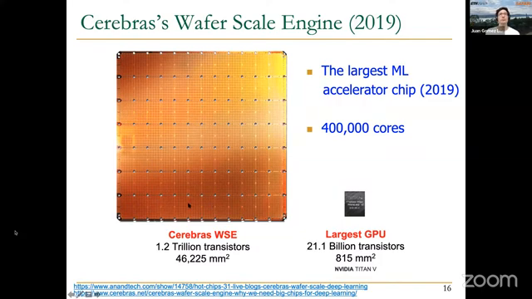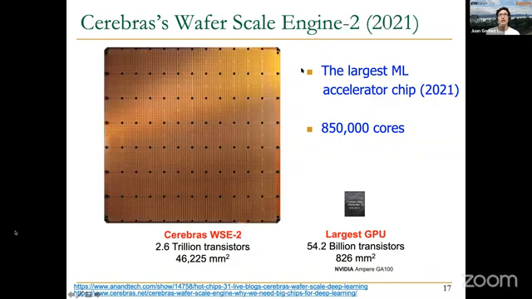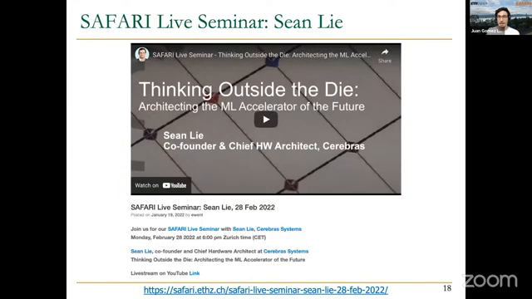This picture here corresponds to the wafer scale engine from 2019. 2 years later, they announced an even larger one with basically twice the number of cores, twice the number of transistors, and also much larger than the largest GPU at that time, that is the NVIDIA A100. This was around 2021, as you see. This is a very interesting device, a very exciting direction in the design of machine learning accelerators.